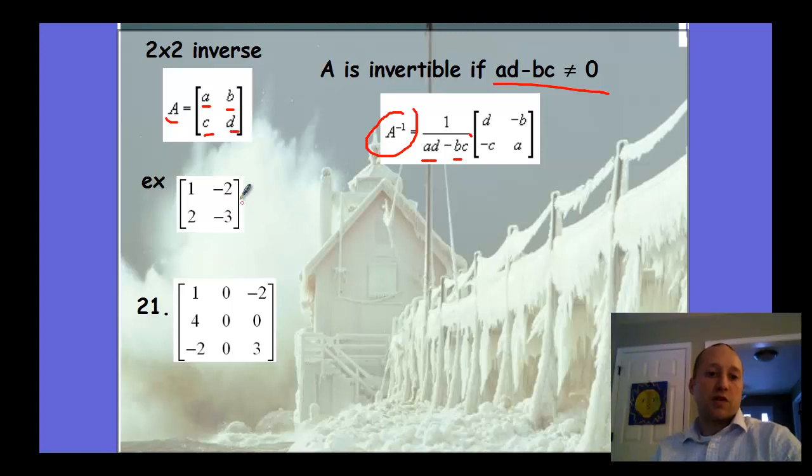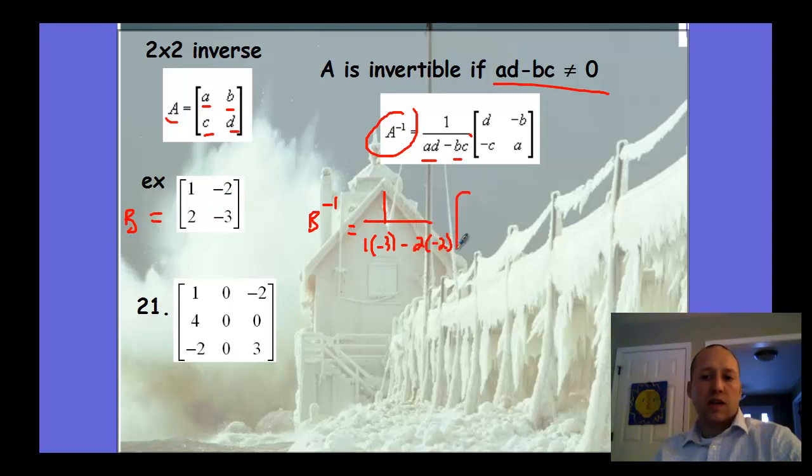So let's do it for this 2 by 2 matrix right here. Let's call this matrix B. Let's find the inverse of B. To find it, it's 1 over A times D. So that's going to be the downward diagonal, 1 times negative 3, minus the upward diagonal, 2 times negative 2.